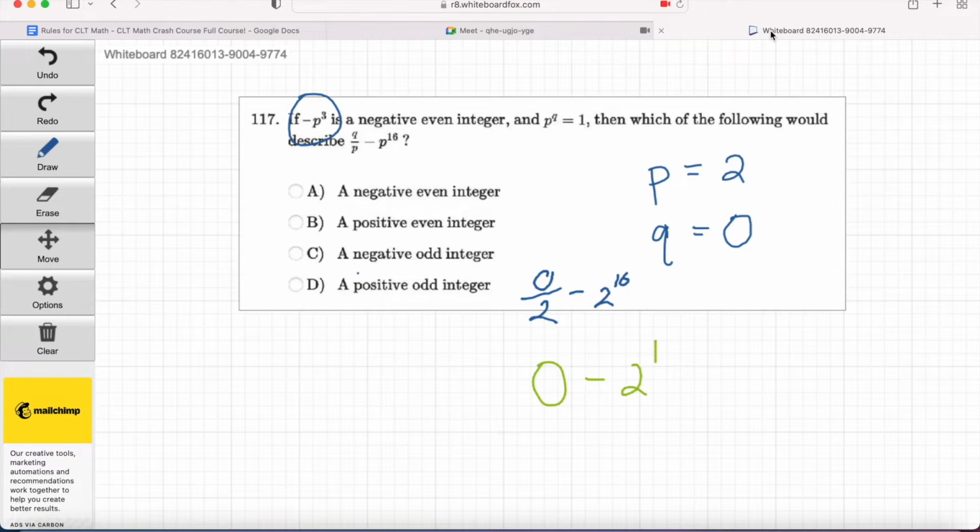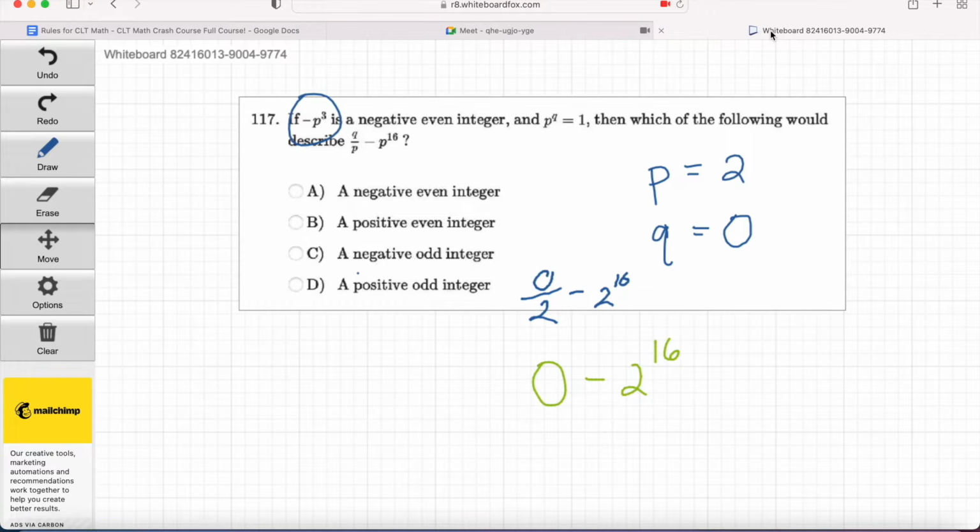Now here, let's use some basic logic. I don't want to calculate what 2 to the power of 16 is. I don't want to deal with that. It's going to be a big number. I'm looking at the answer choices, though, and they want us to know if it's going to be even or odd.